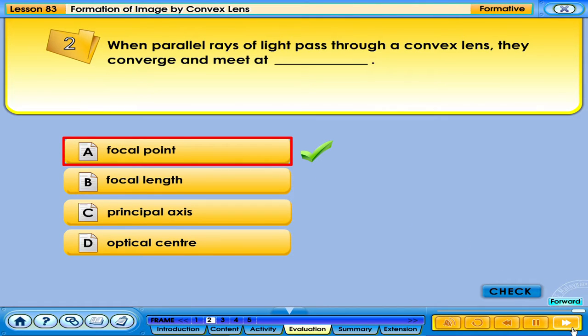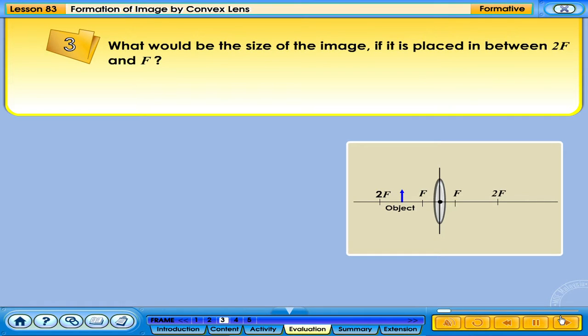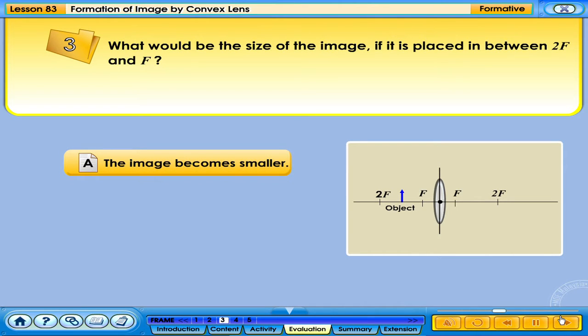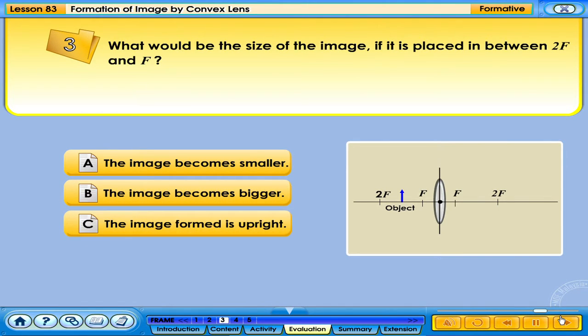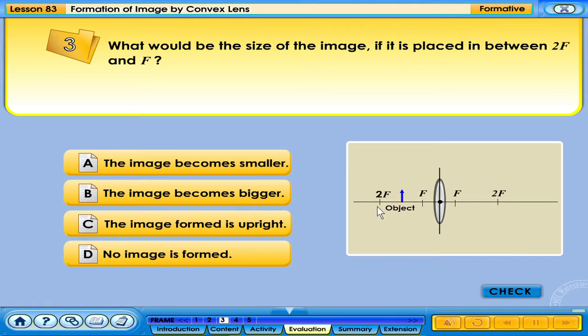Your answer is correct. What would be the size of the image if the object is placed in between 2F and F? A. The image becomes smaller. B. The image becomes bigger. C. The image formed is upright. D. No image is formed.